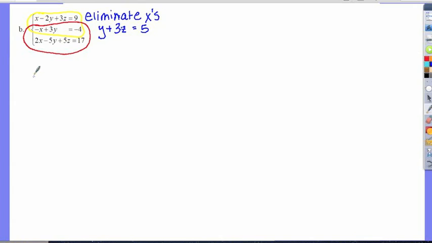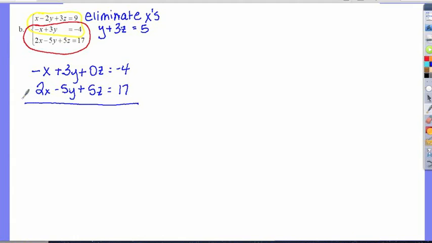So I'm going to rewrite those equations that I'm going to work with here. Negative x plus 3y, and I'm going to put my 0z in there. And 2x minus 5y plus 5z equals 17. Now, in order to add these together, and remember, I am eliminating the x's. That's my whole goal here, is to get rid of the x's. I want my x's to cancel out.